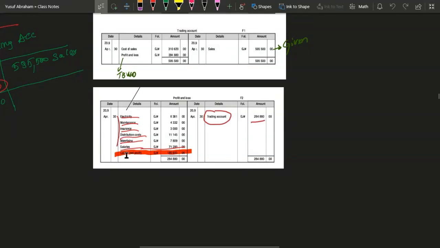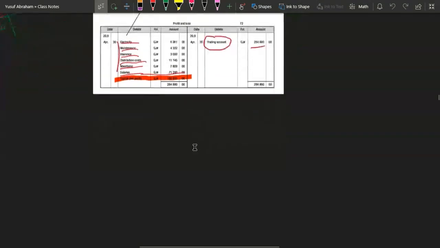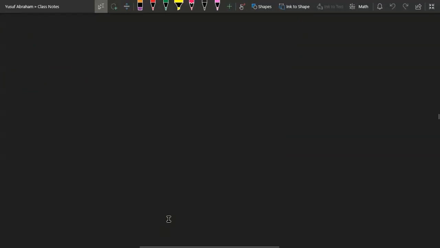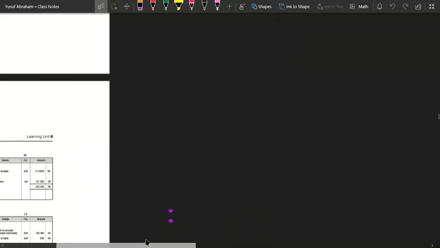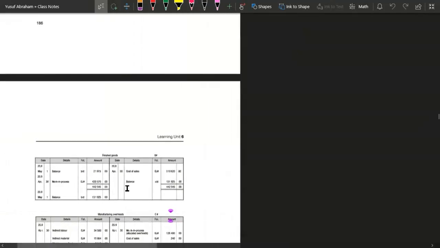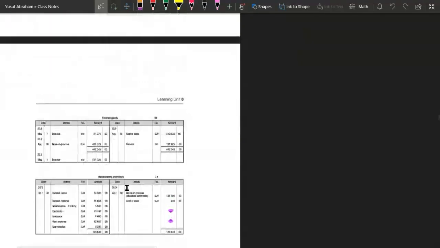And this is how you're going to get your capital. You see there, capital or net profit, that's how you will get them, right? You will take the total for the trading account, minusing all these costs: electricity, maintenance, insurance, distribution costs, advertising, salary. That's how you will get the net profit. Does that make sense? Wonderful.